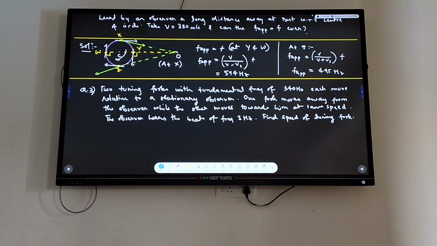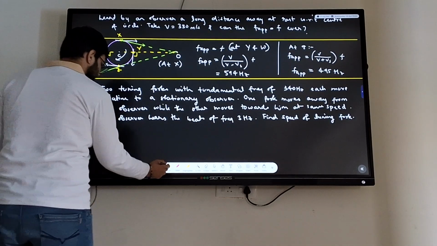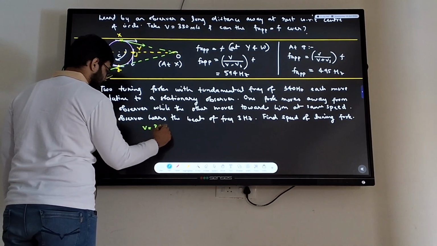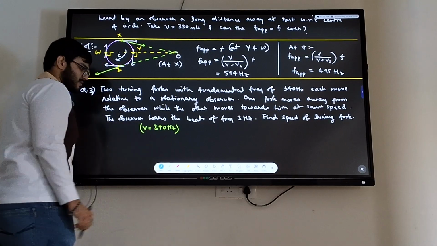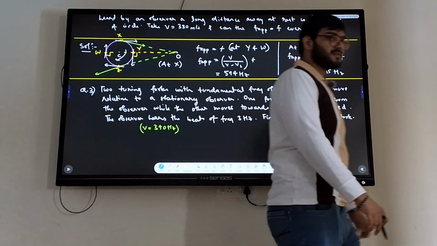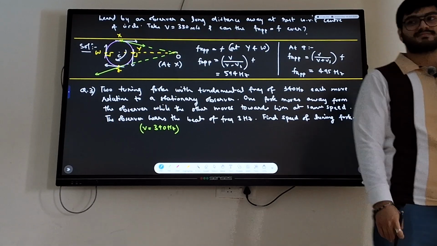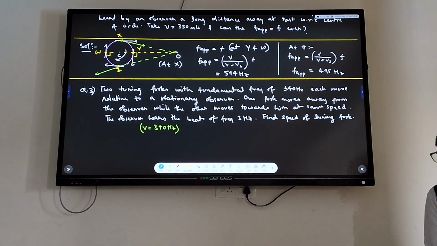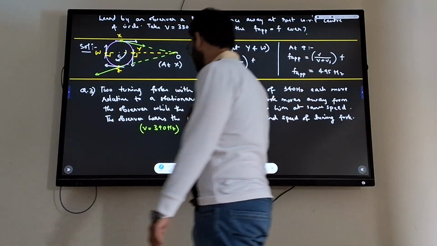330. Take 330. No, take 340 rather. What if we do it taking 330? No, it's given in the question. I did not write it here. But the velocity of sound is to be 340. I forgot to write it. 340 meters per second.